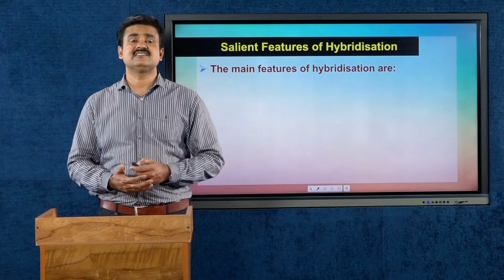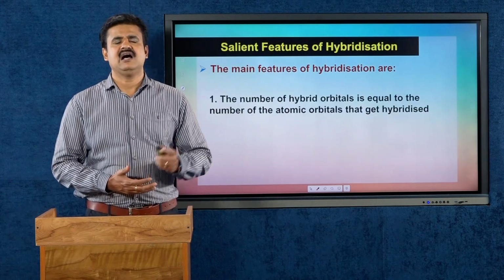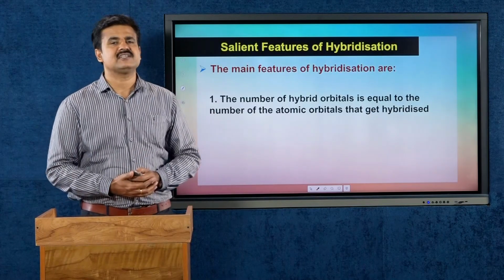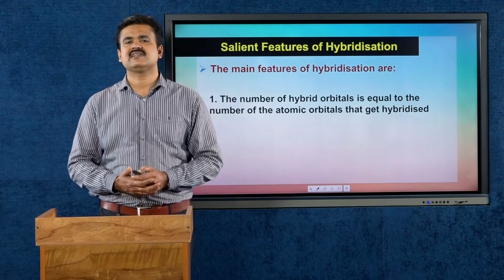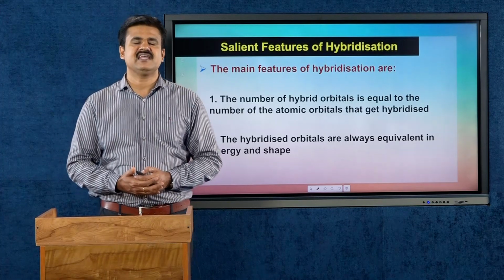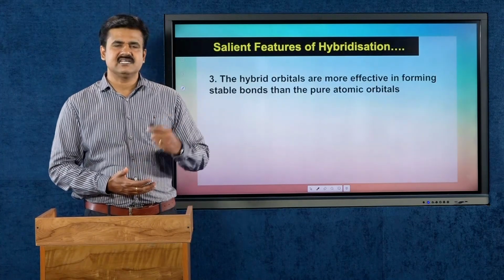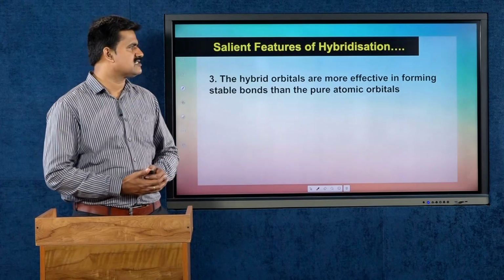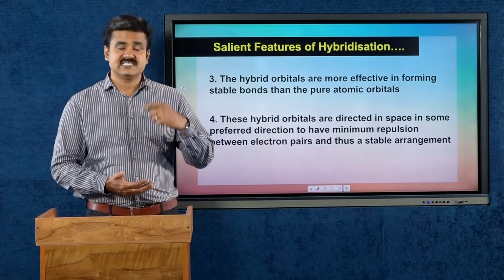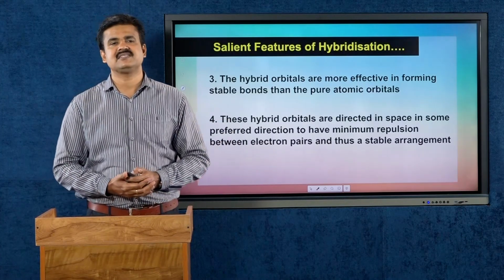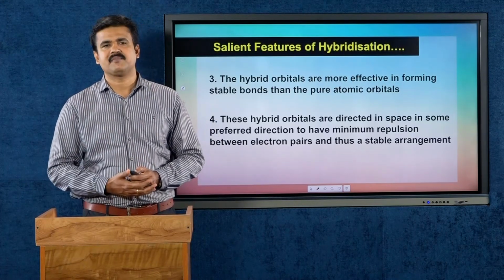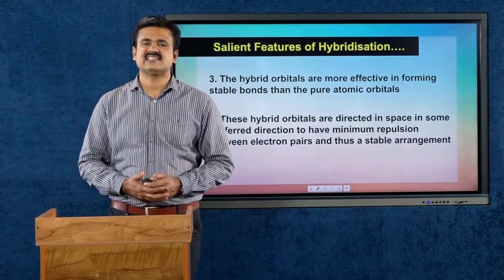Now, the main features of hybridization are familiar to you, and these are the important salient features of hybridization. The number of hybrid orbitals is equal to the number of atomic orbitals that get hybridized. The hybrid orbitals are always equivalent in energy as well as shape. The third salient feature is that hybrid orbitals are more effective in forming stable bonds than pure atomic orbitals. These hybrid orbitals are directed in space in some specified or preferred directions to have minimum repulsion between electron pairs and thus a stable arrangement.